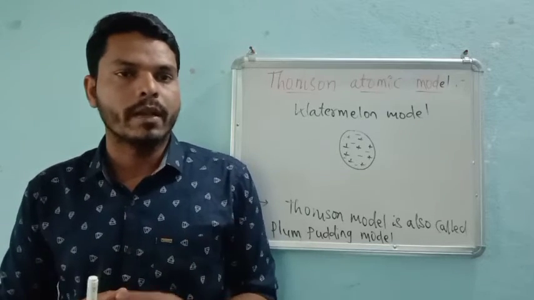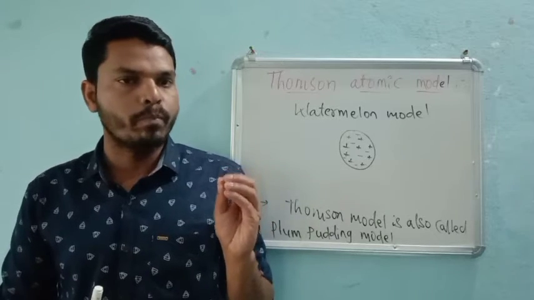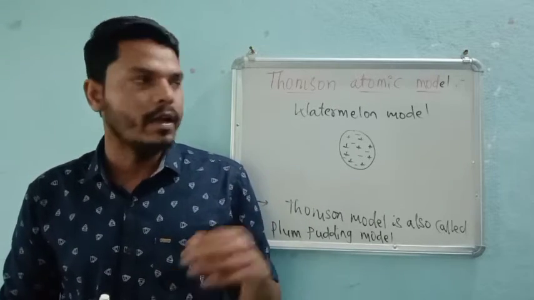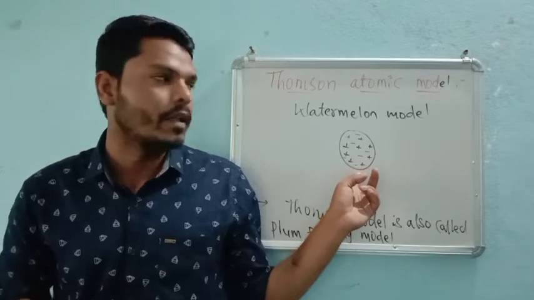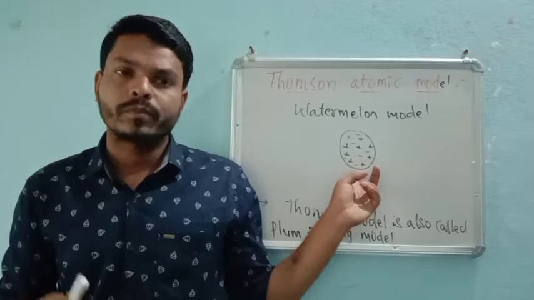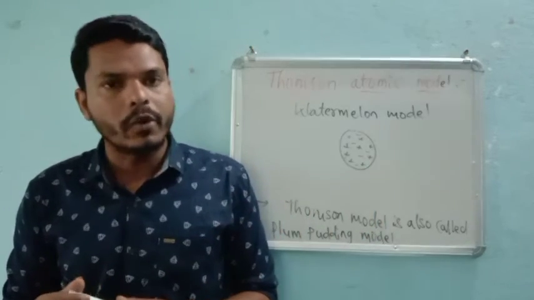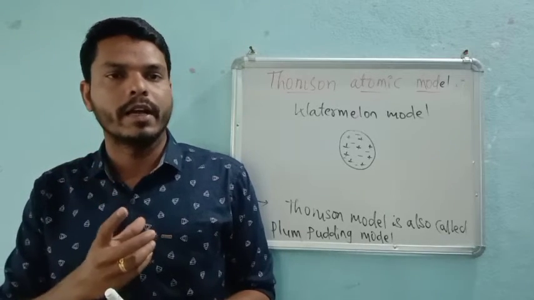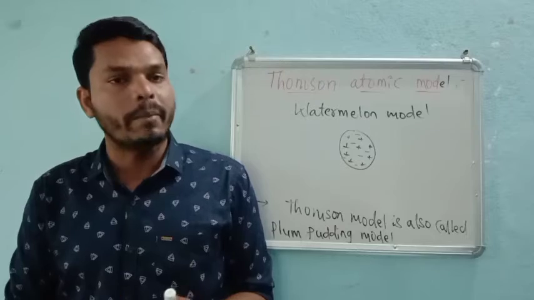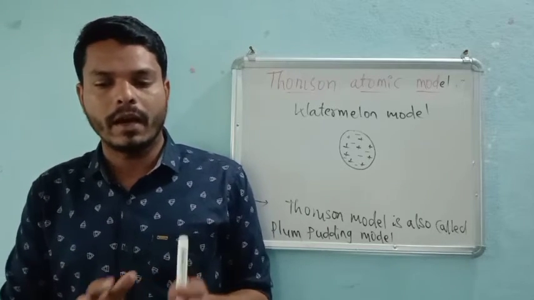In that watermelon, we have pulp as well as seeds. For the pulp, the red part, whatever we eat, he thought that those are positive charge, and he considers the seeds as negative charge, and they are arranged in such a way that there is no instability. They are stable. That means it will always be stable.